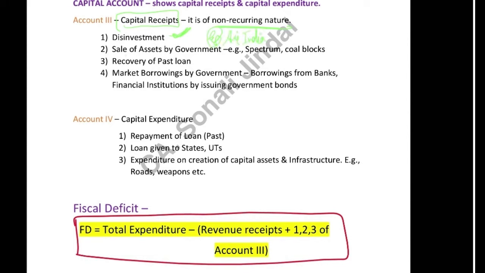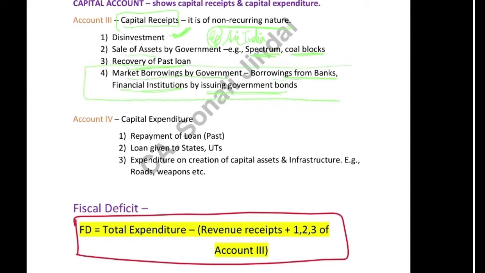Next, sale of assets by the government. Example, spectrum, coal blocks, recovery of the past loan. And the fourth one is market borrowings by the government, borrowing from the banks and financial institutions by issuing government bonds. What is it? This is a liability of the government that needs to be repaid in future.